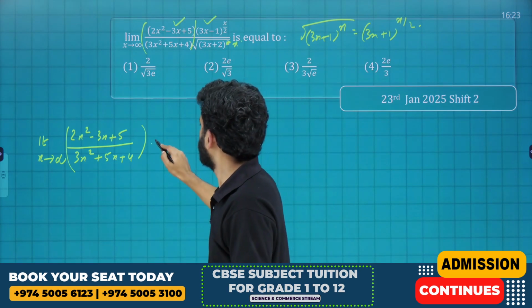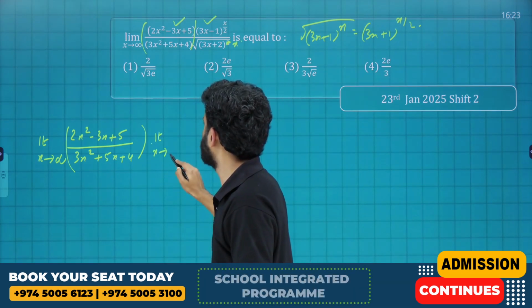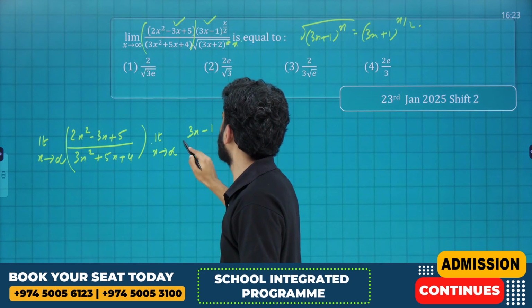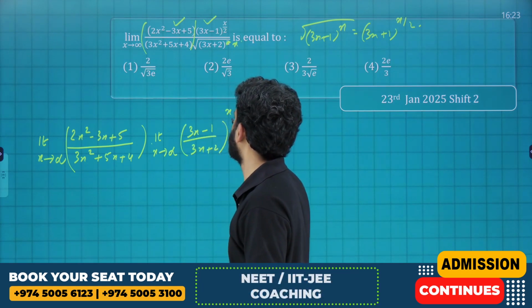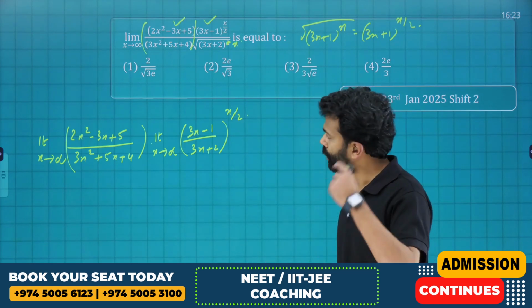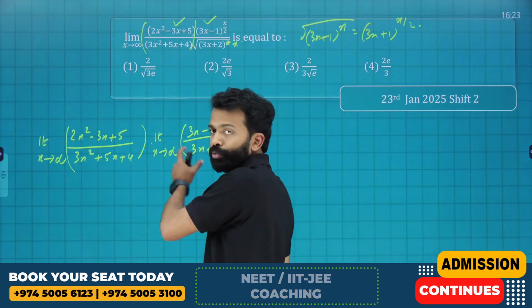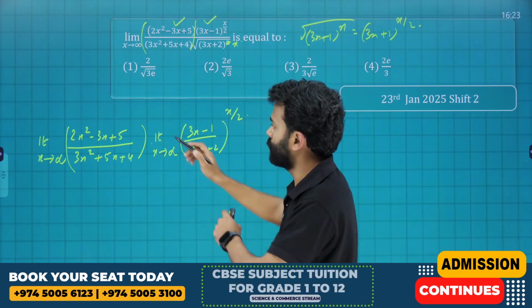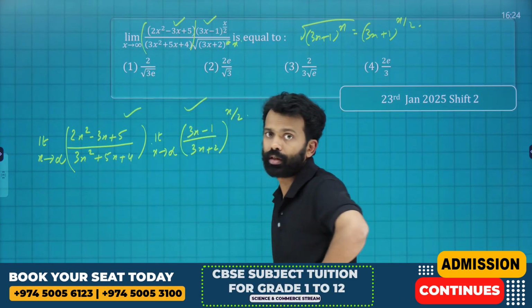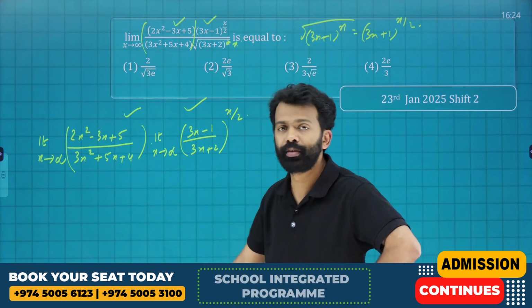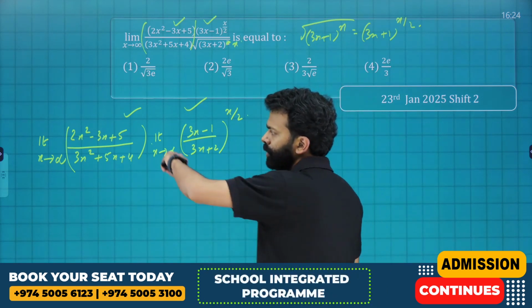So here and here the power is same. Therefore we can take the power as common. Therefore limit x tends to infinity of (3x minus 1 divided by 3x plus 2) the whole raised to x by 2. Hope you got the idea here. So these are two types of limits. We need to apply different methods here and here as well. So which method do we need to apply here to get to the final result?